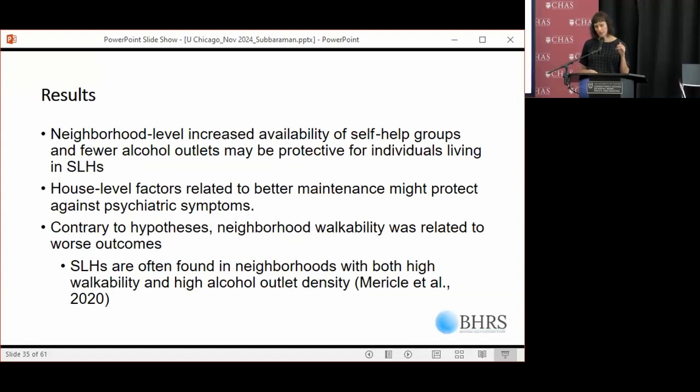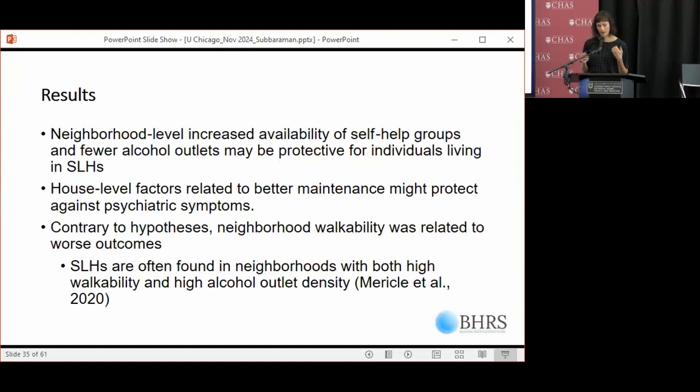But when we looked into this more closely, we did see walkability is actually correlated with density of liquor stores. So if you are in a place that's walkable and has a lot of liquor stores, you might be exposed more to things that might trigger relapse. And Amy has found that sober living houses are often located in neighborhoods that are both walkable and have a lot of alcohol outlets.